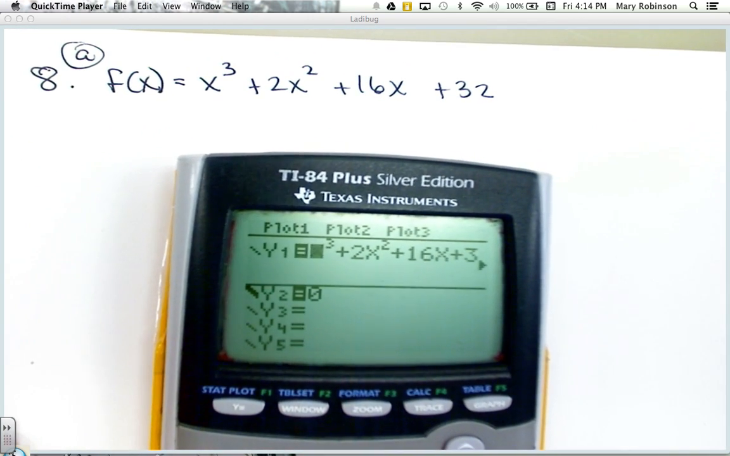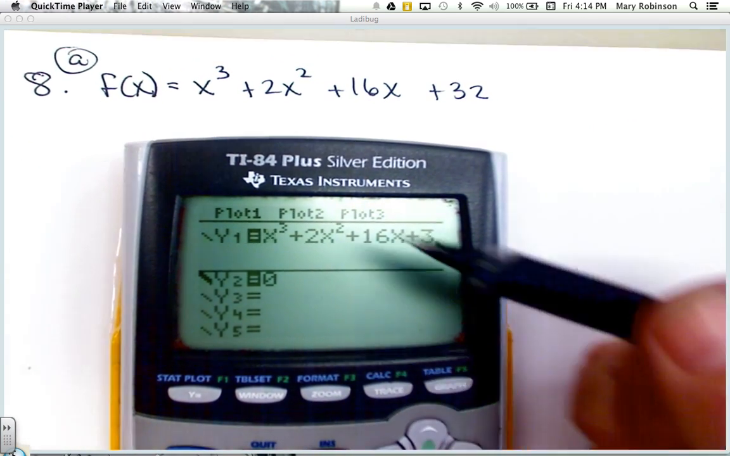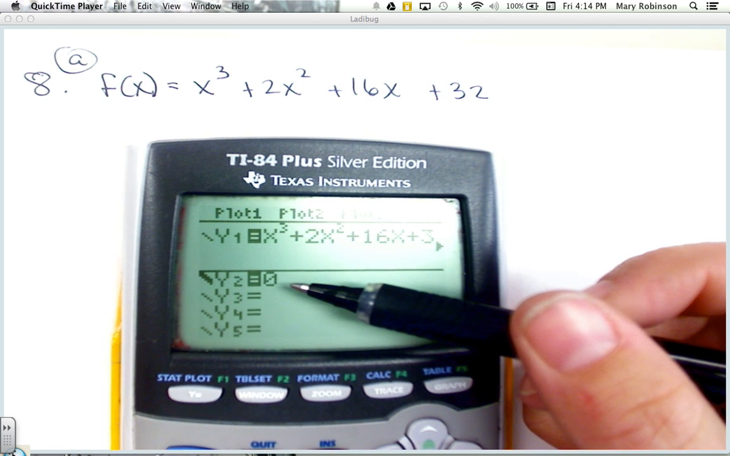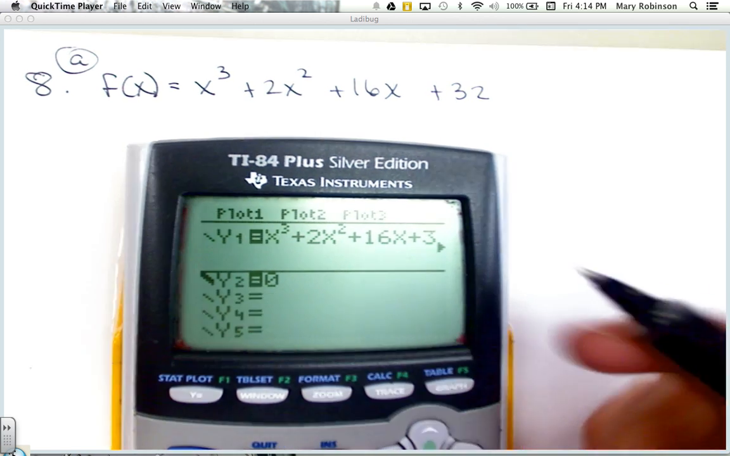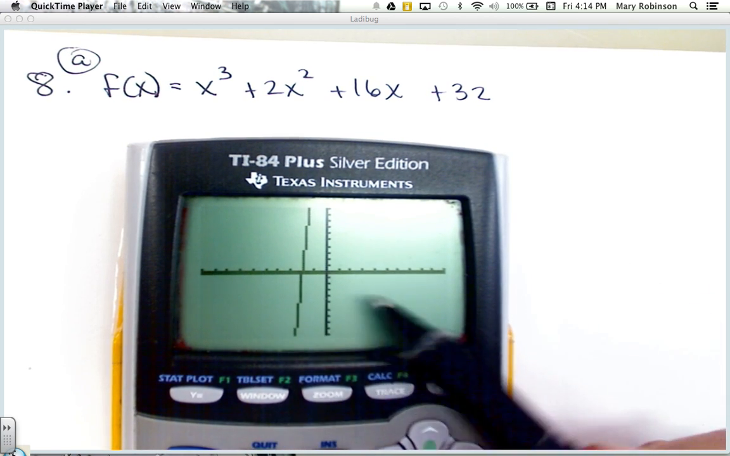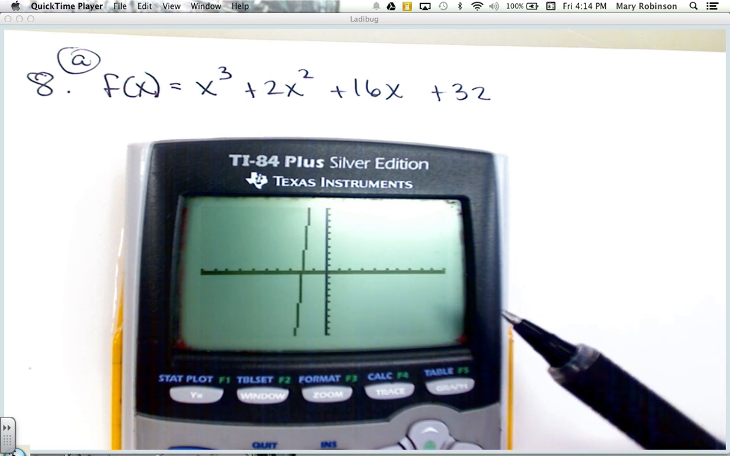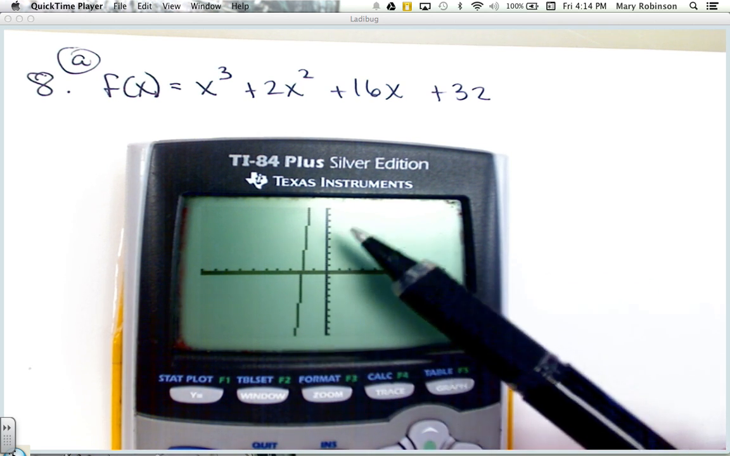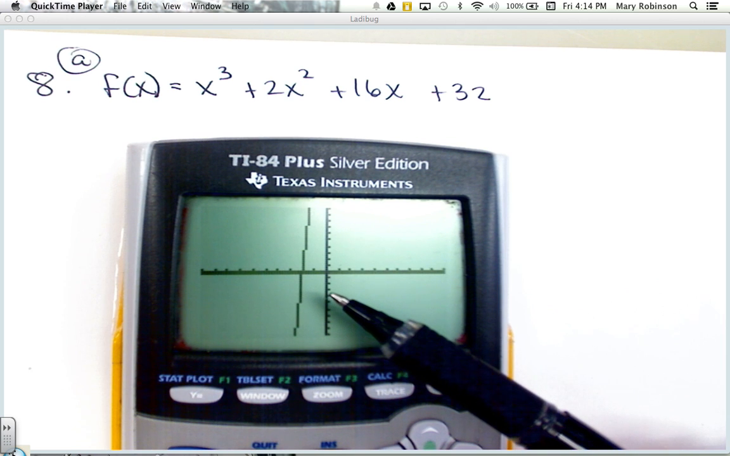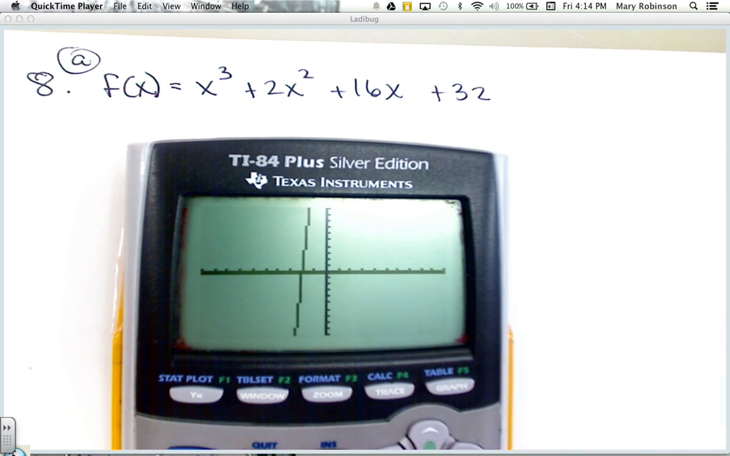So we go to y equals and type it in. It's a good idea to go ahead and put 0 in y2 and make it bold if you want. That way when you graph it, you can find the intersections of any zeros with that horizontal line if you wish. But you can see when you graph it that it only crosses one time, so that tells you that we have 1 real, but the other 2 must be complex.